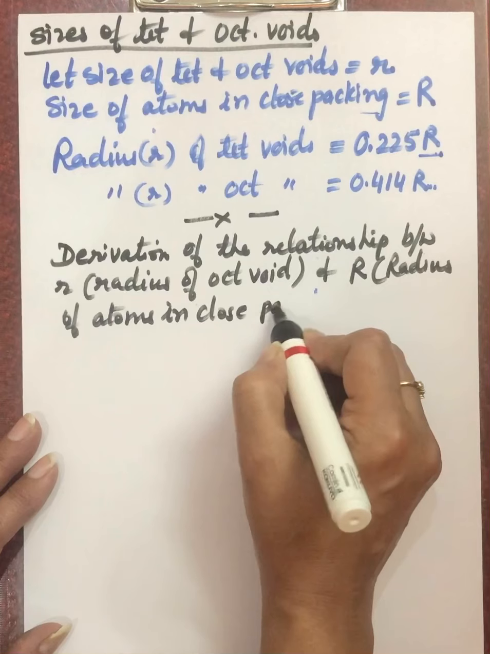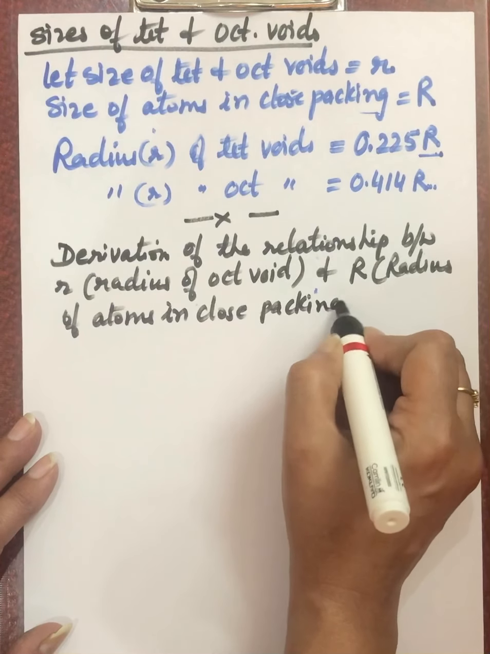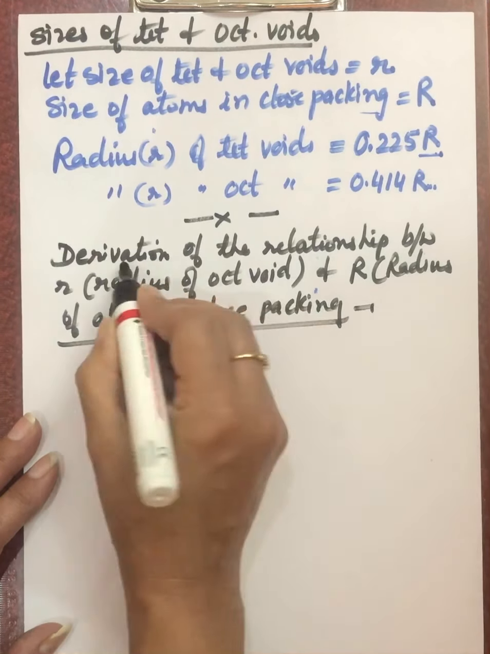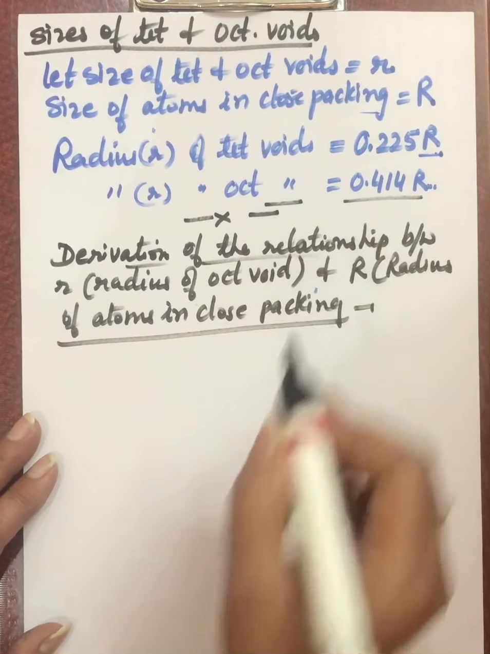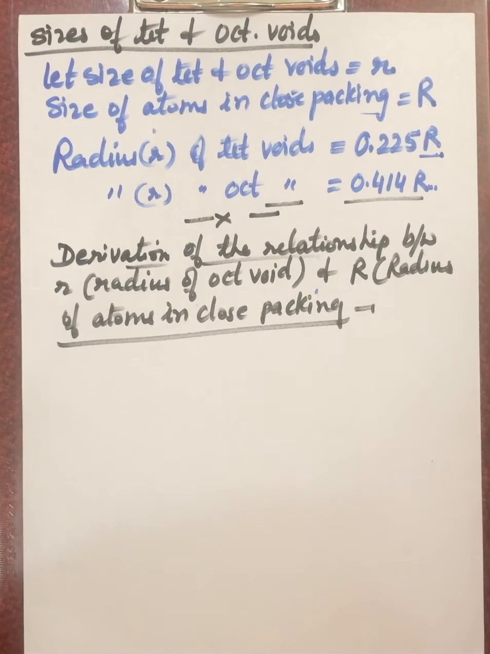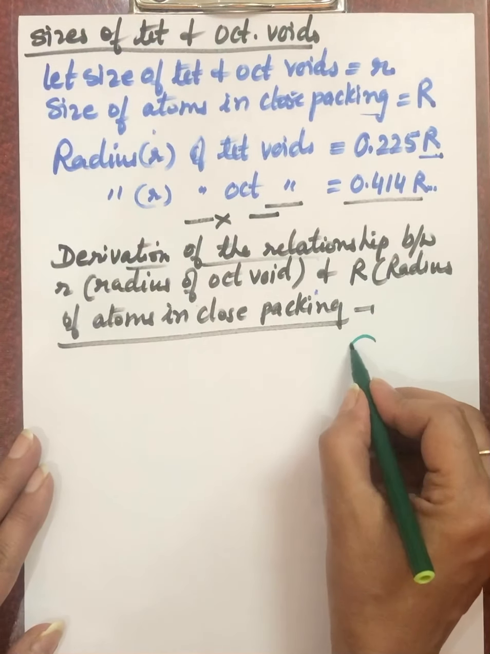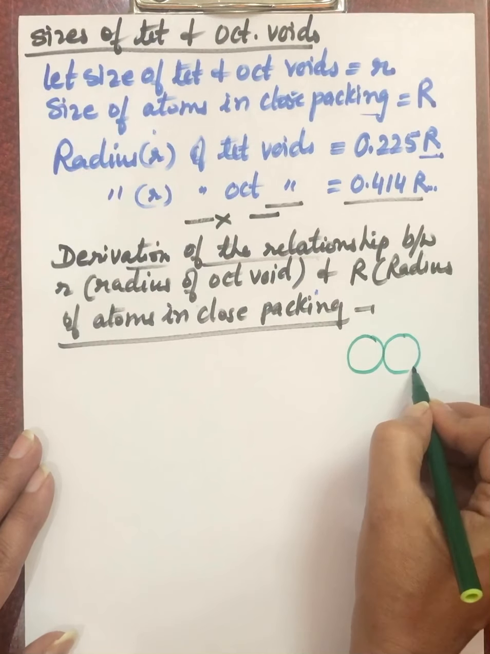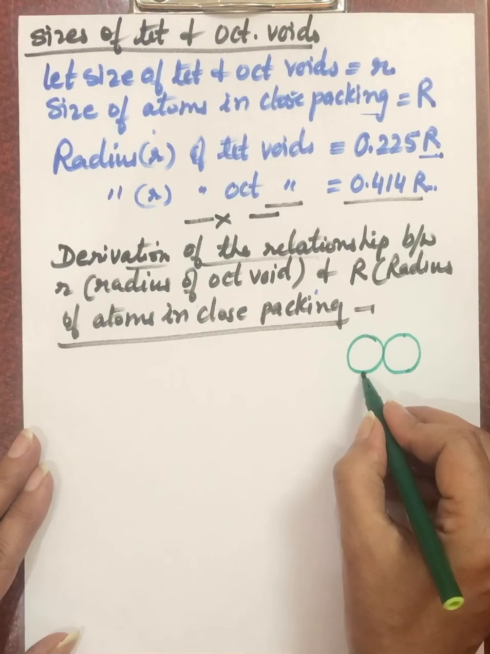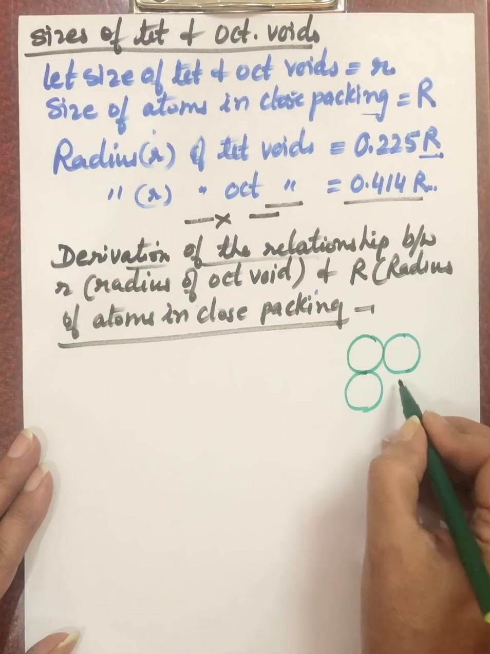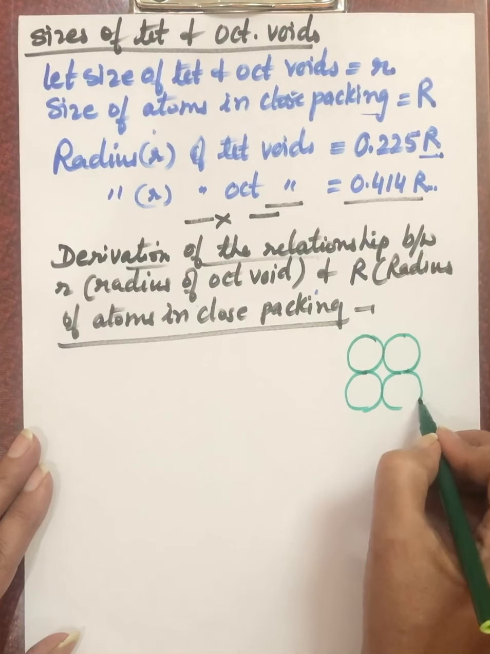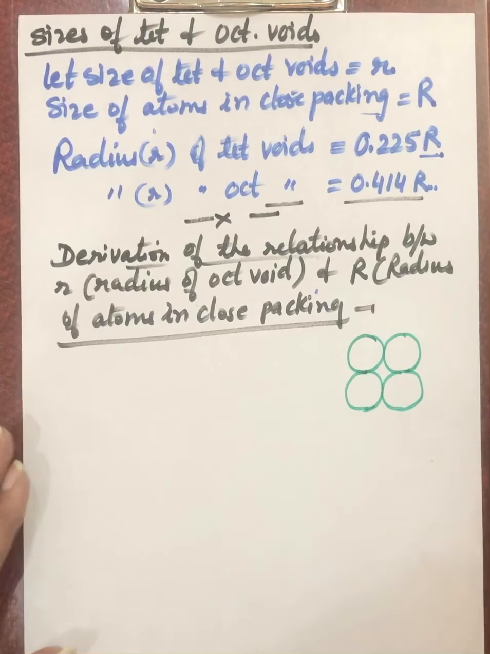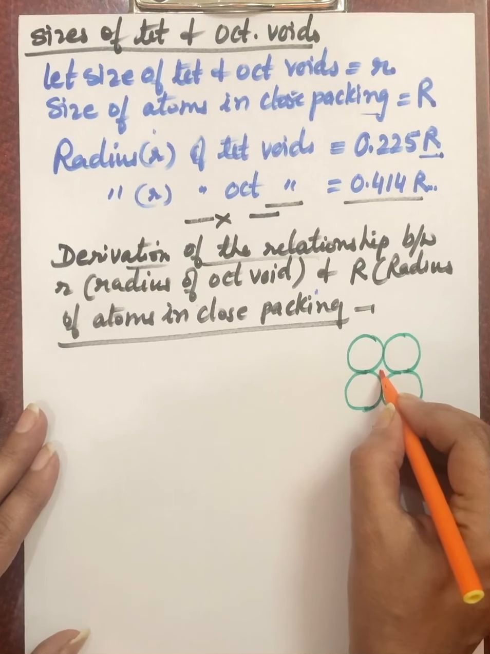So we have to derive the formula between these two. That is, this formula we have to derive now. To derive this formula, first we are taking the octahedral voids, which is formed by the 6 particles. Between the 6 particles, that 3-dimensional structure we cannot draw here. So we are just taking the structure like this by taking the 4 particles.